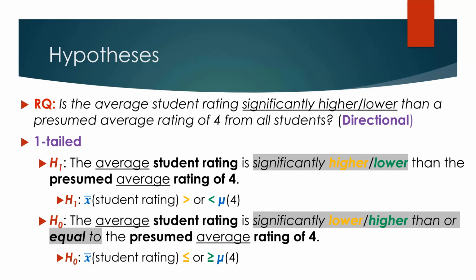Now, if the question were to say, is the sample mean significantly lower than the population mean, the alternative would still say yes to the question, and it would say, yes, the average student rating is significantly lower than the presumed average.